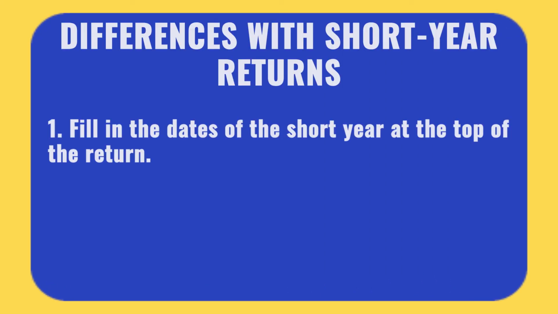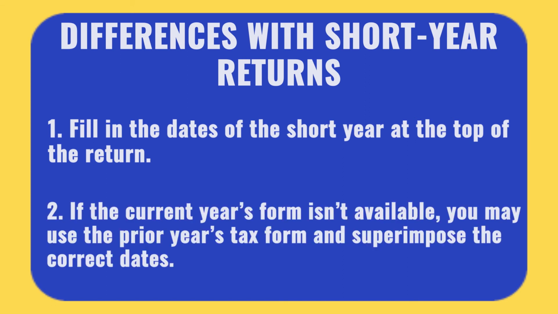First, you should fill in the dates of the short year at the top of the return. If the current year's form isn't available yet, you may use the prior year's tax form and superimpose the correct year over the printed prior year. Don't forget that a short year return is still due 3.5 months after the end of the year date you've chosen. So if you choose to end the year on June 30th, your short year return would be due on October 15th.